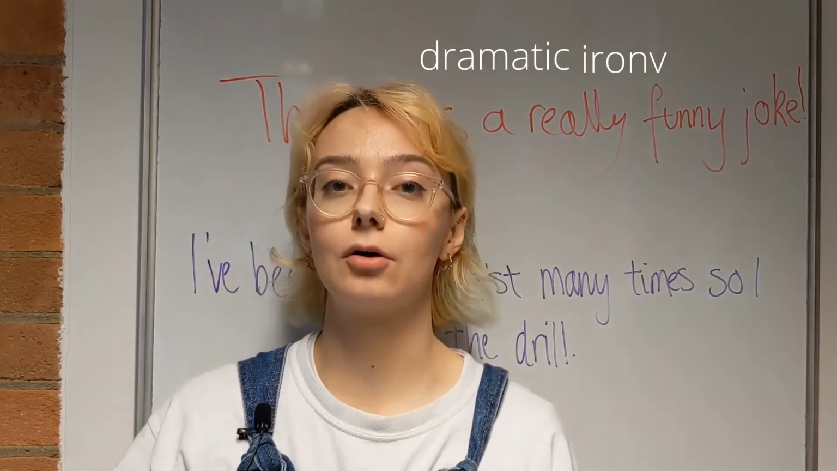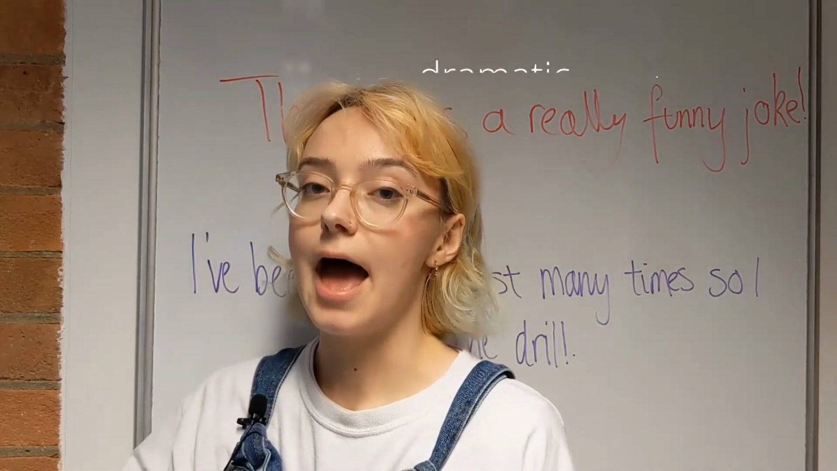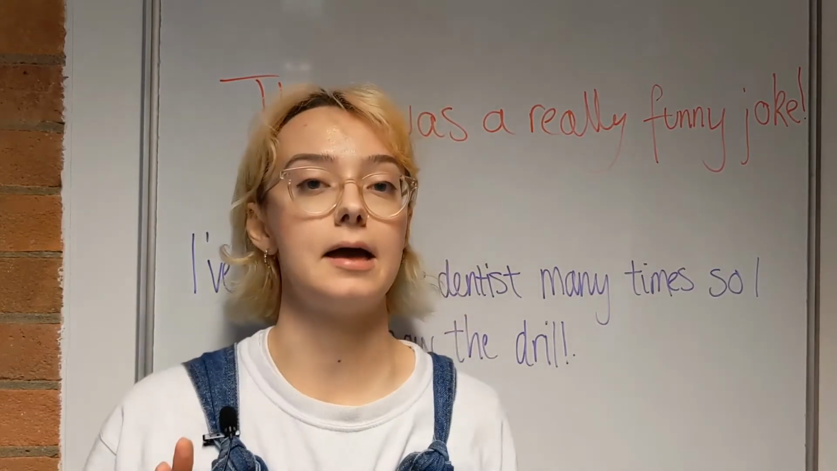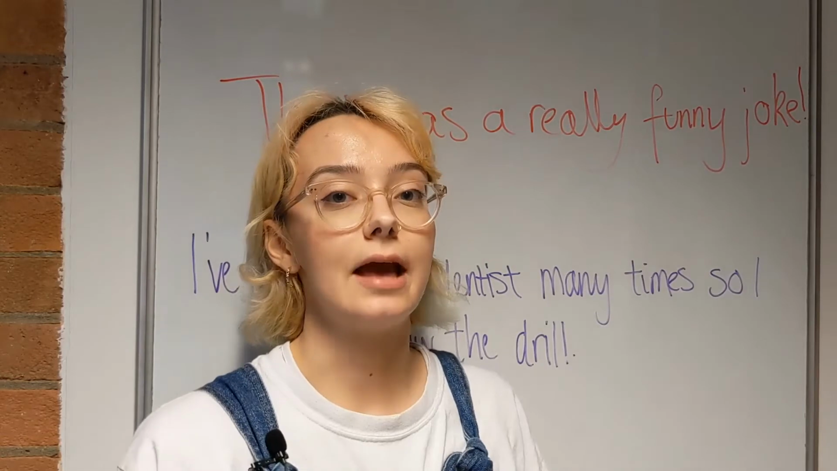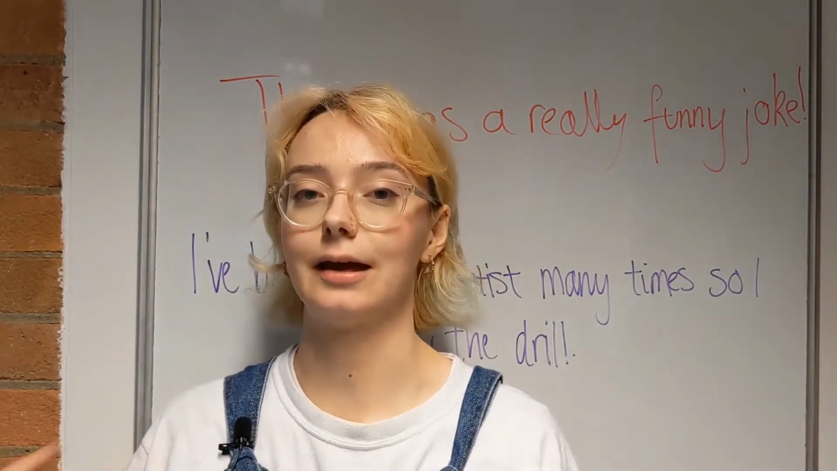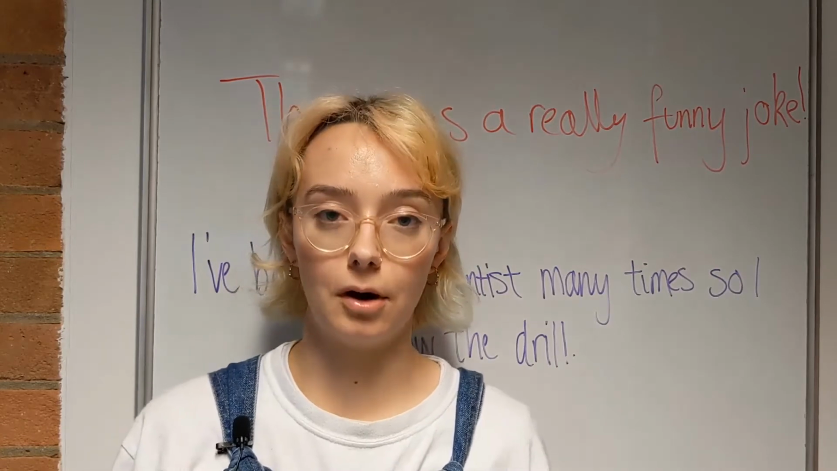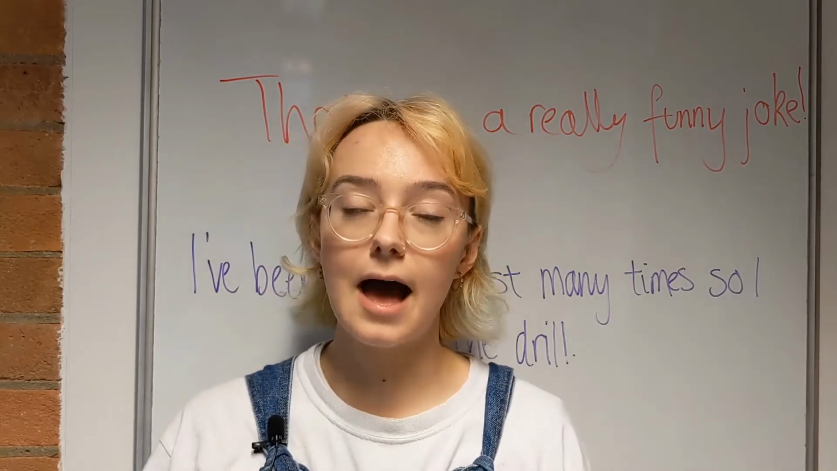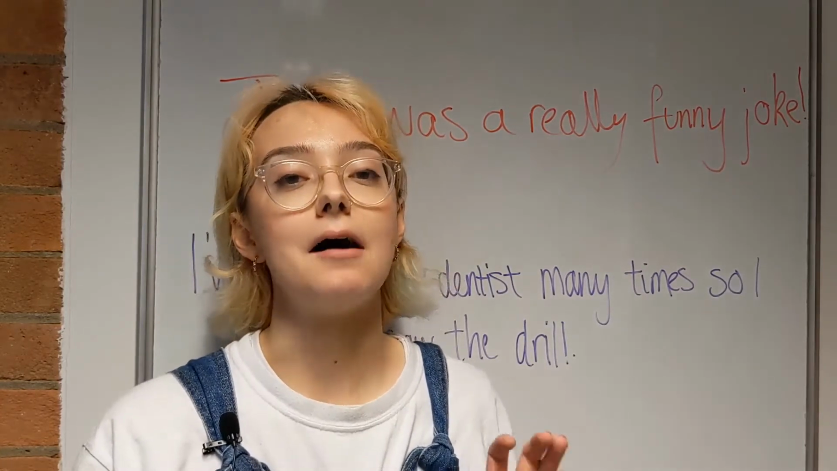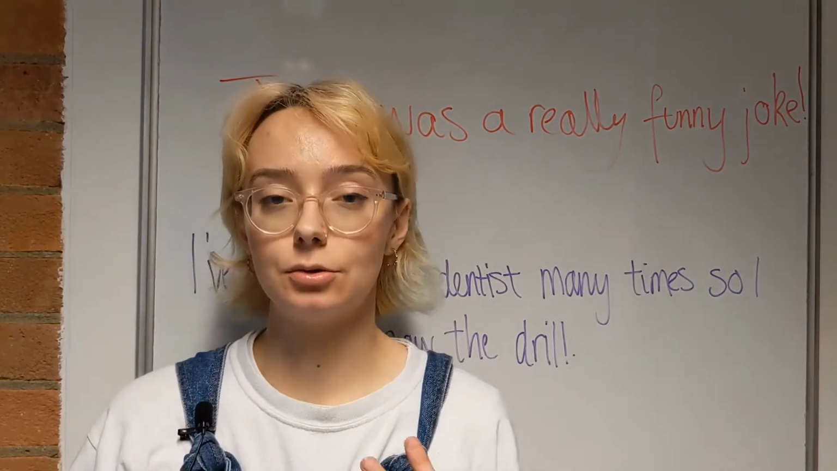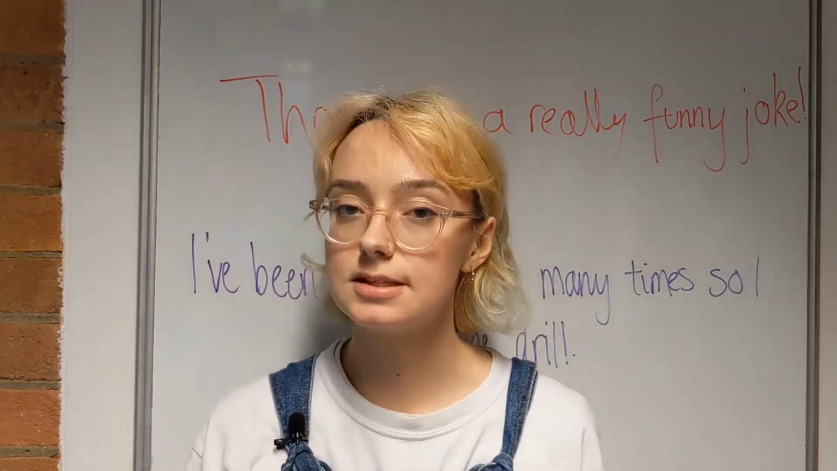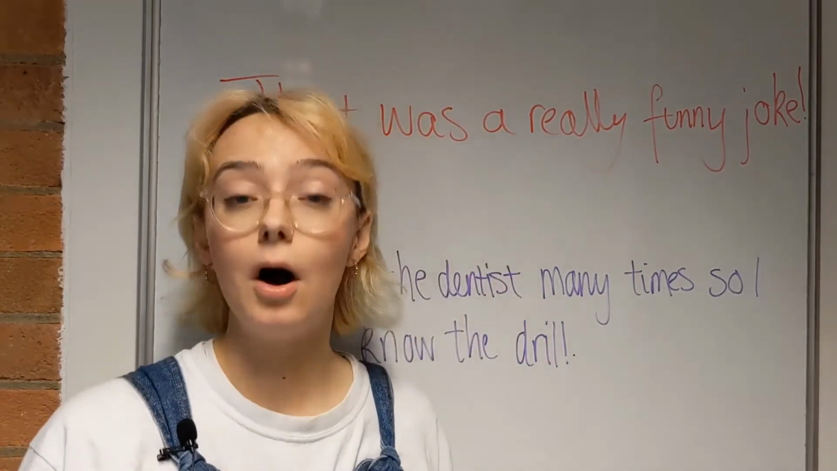So you may have come across dramatic irony. A good example of this is in Romeo and Juliet, when Juliet pretends to die. Romeo thinks it's real and ends up drinking the poison himself. And this is dramatic irony because we have the audience knowing what's really happening, but the characters themselves don't. And so this is one type of irony.